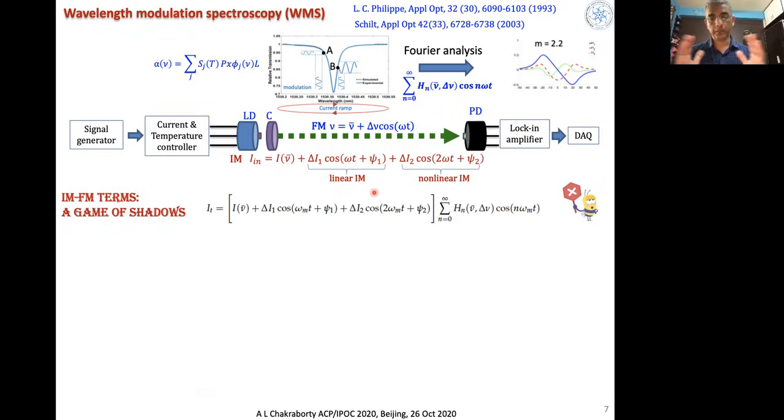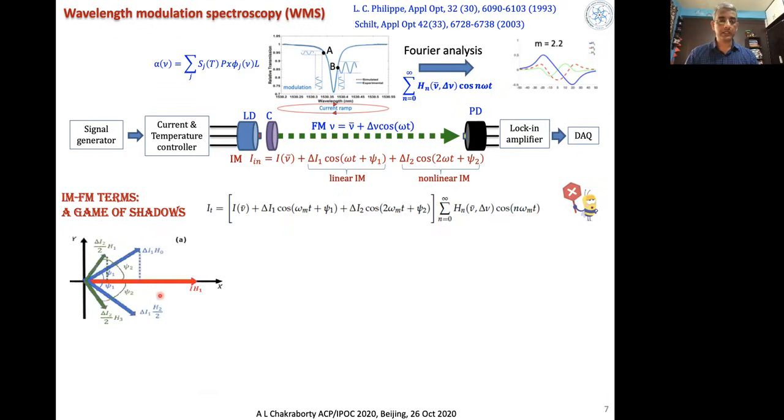So overall, all in all, what you have is what we call a game of shadows, in that the intensity of light that you finally record using the photodetector is a combination of an intensity modulation component and a component that comes from the gas. So here is a laser contribution, and here is the gas contribution. Unfortunately, a given harmonic cannot anymore be detected in isolation from the contributions from the other harmonics.